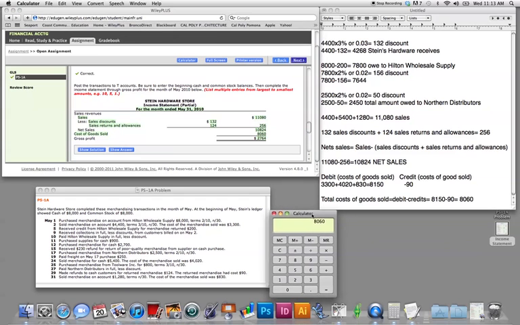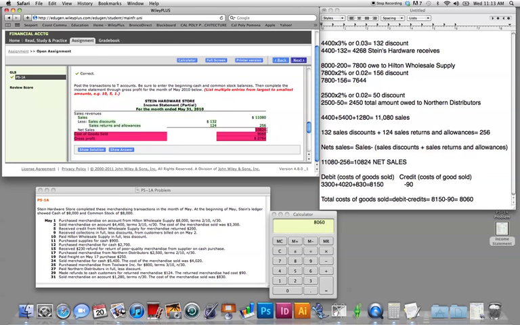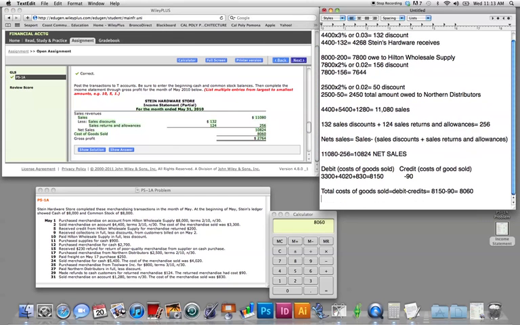Now to calculate the gross profit, we would need to subtract our cost of goods sold from our net sales, which is $10,824, and that would equal our gross profit. So now let's do gross profit equals $10,824 minus our cost of goods sold, which was $8,060, and that would equal our total gross profit.